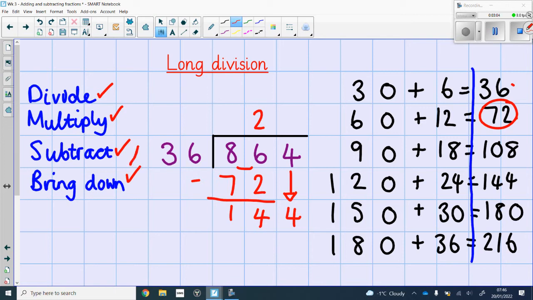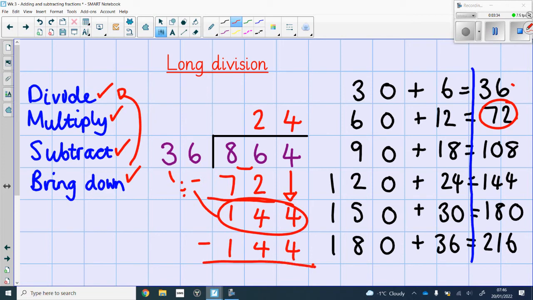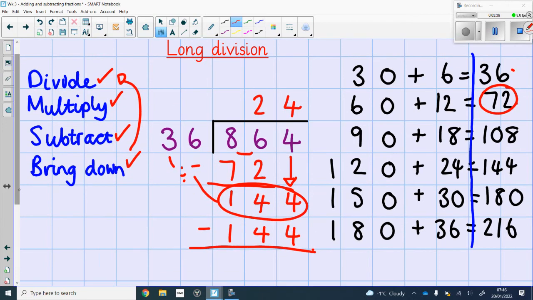Now I'm going all the way back to the start again, and I'm looking at this number here. I need to see 144 divided by 36. Let's have a look at our multiplication tables. 1, 2, 3, 4. So 4 goes into my quotient, so I've divided. Multiply: 4 multiplied by 36 is 144. Therefore, I need to subtract 144. Now, I know that 144 subtract 144 leaves me with 0.